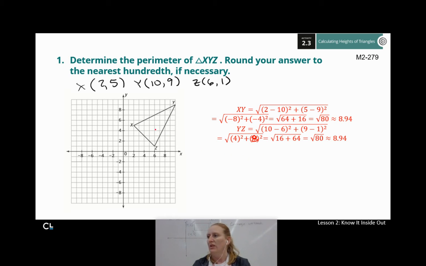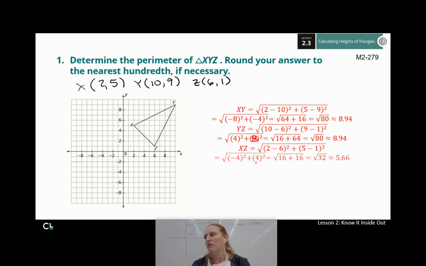Ooh, we have a nice isosceles triangle, don't we? Two equal sides. We got two congruent sides. Let's find our third side, XZ. We need to find XZ. So I'll subtract my x coordinates, 2 minus 6, and subtract my y coordinates, 5 minus 1.